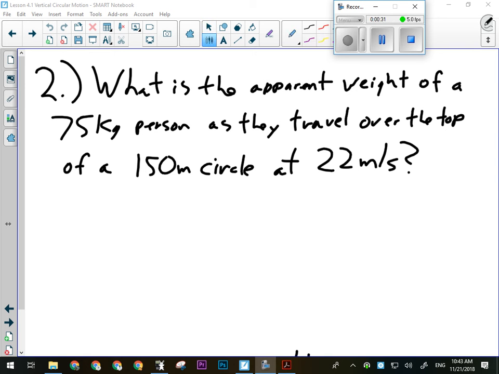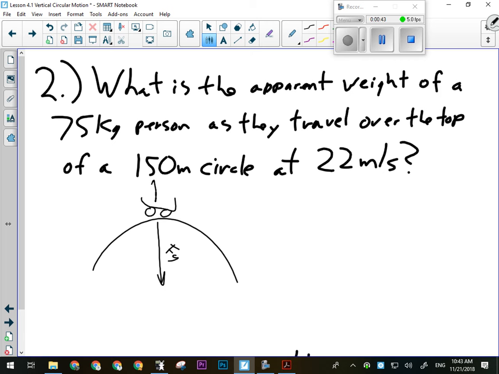So in this question, we're going over the top of a vertical circle. Gravity is pulling into the circle and our apparent weight, or normal force, is acting out of the circle. Because it's a vertical circle, we've got forces in minus forces out, and we're looking for the force out. So Fc equals the force of gravity minus the normal force.